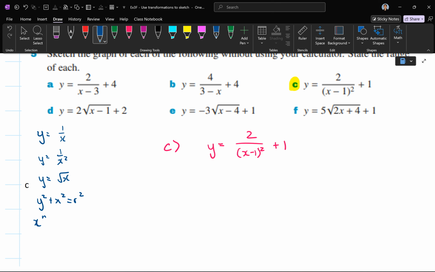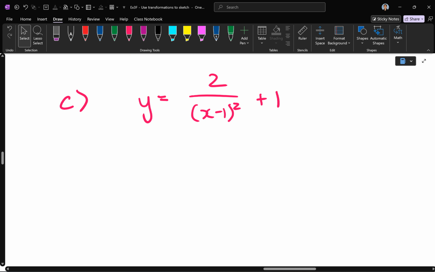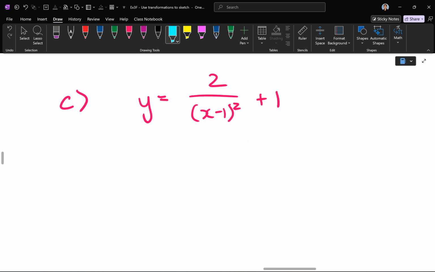In exercise 3F, they've got a variety there, but it's mainly rectangular hyperbola, square root, and a truncus there. Your job is to be able to read the transformation from this. And if you can't yet, then you can memorize the way I'm about to teach it to you, but it's not ideal. So let's do a few readings to start off with.